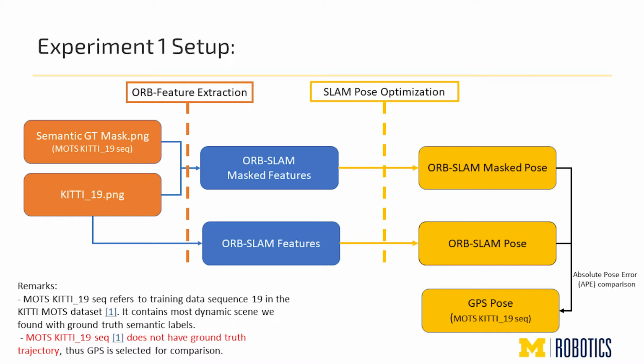To test our approach, we perform 2 experiments. The first experiment compares our masked ORB-SLAM using ground truth masks with the original ORB-SLAM implementation. To acquire ground truth masks, we use the MOTS dataset, which is a subset of the overall KITTI dataset. Unfortunately, this dataset did not contain the ground truth trajectory, thus the raw GPS data was selected for comparison.